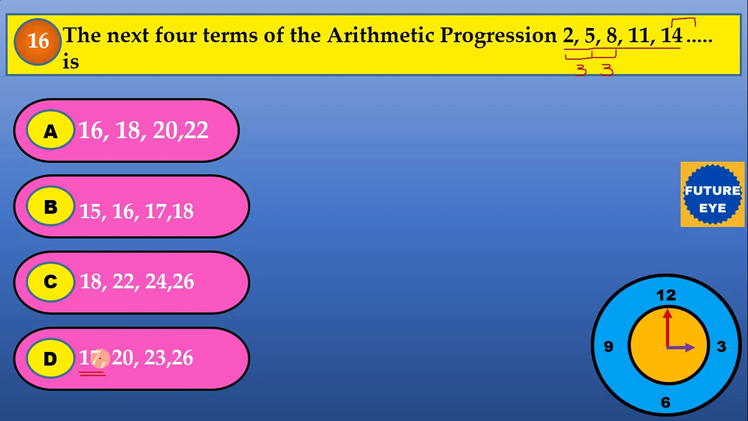So for 17, next add 3, we get 20. For 20 add 3, we get 23. For 23 add 3, we get 26. Anyhow, let's see the correct option. Yes, exactly, option D is correct.